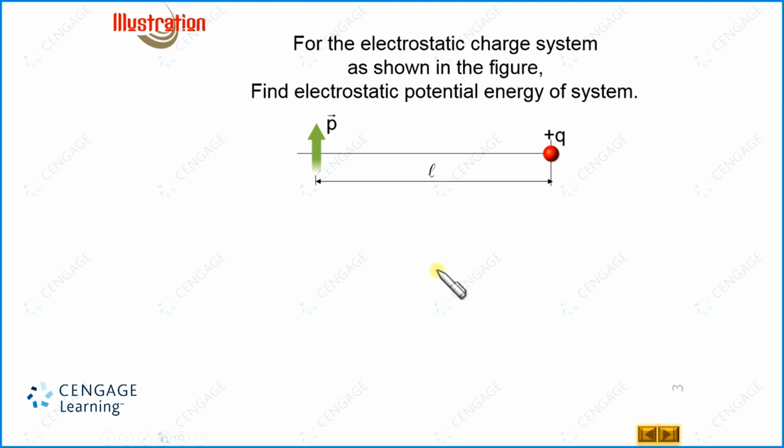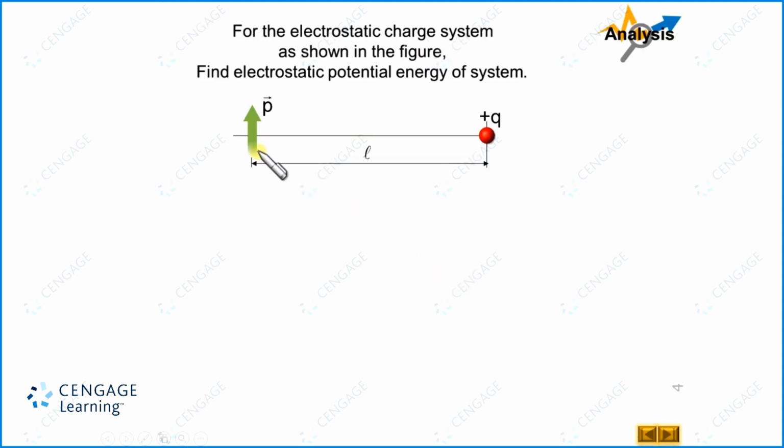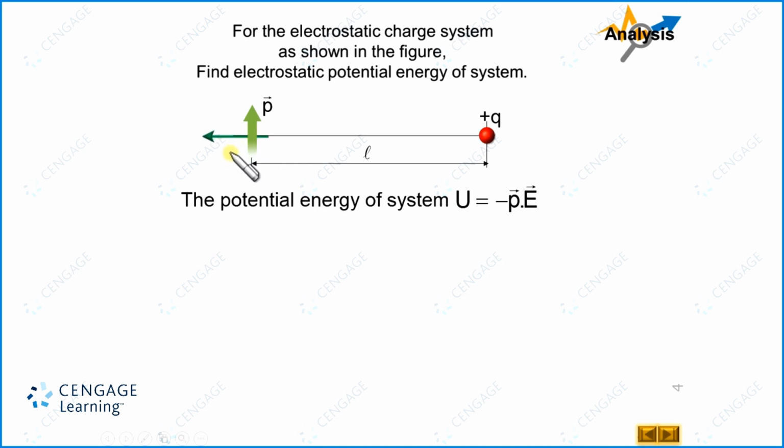Okay, so let us make the diagram on the next page. This is the situation, and we know the potential energy of the system is given by U equal to minus P dot E. P is the dipole moment and E is the external electric field, and the external electric field is created because of this charged particle at the center of the dipole. We know the electric field because of this point charge will be in the leftward direction like this. This is the electric field vector, right? That means the angle between the electric field vector and the dipole moment vector is 90 degrees.